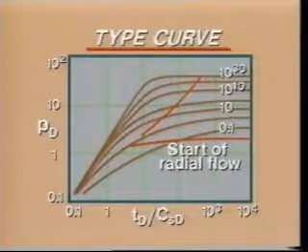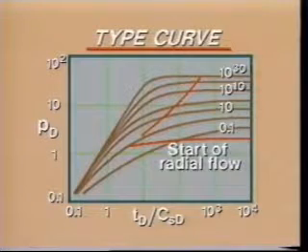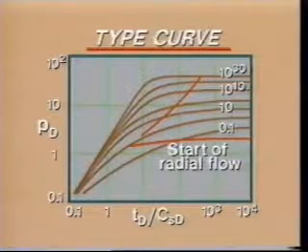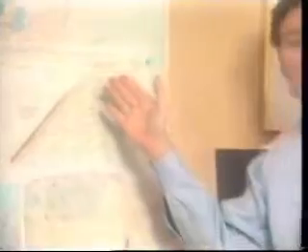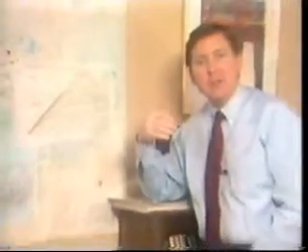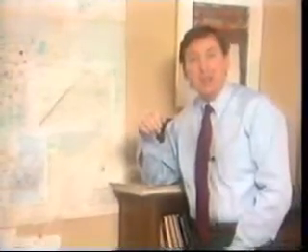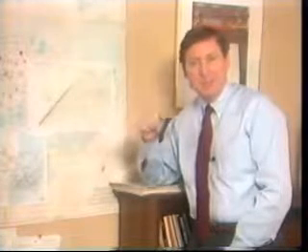The start of infinite-acting radial flow, which occurs at initiation of the straight line on the Horner plot, indicates the end of wellbore storage, and is shown here as two separate curves intersecting the type curves. Type curves for many other reservoir models have been published in the literature, and a selection of them is given in Appendix B in your manual.